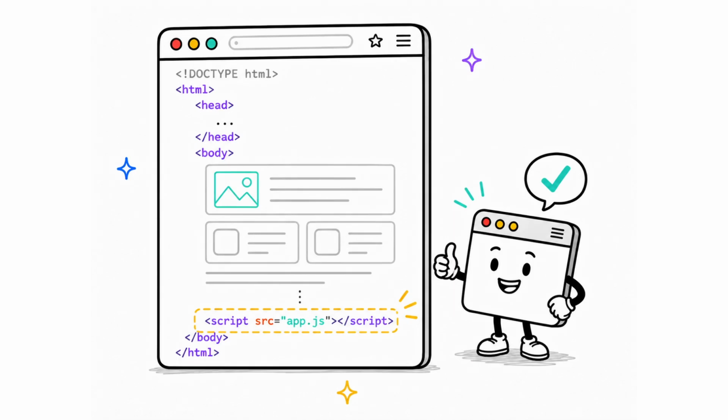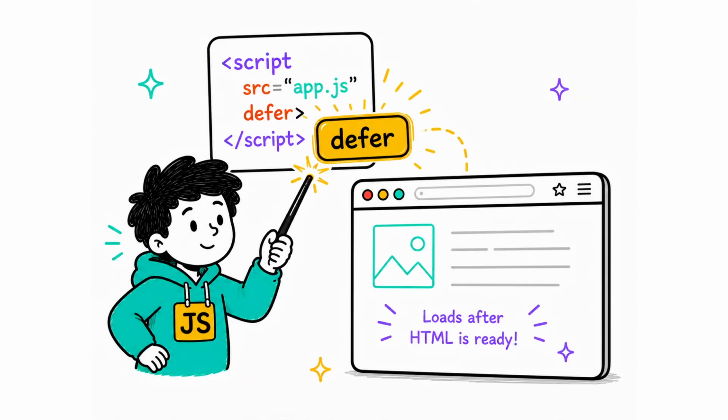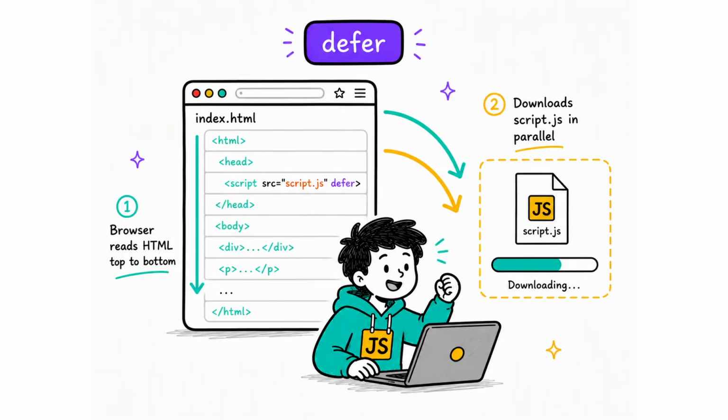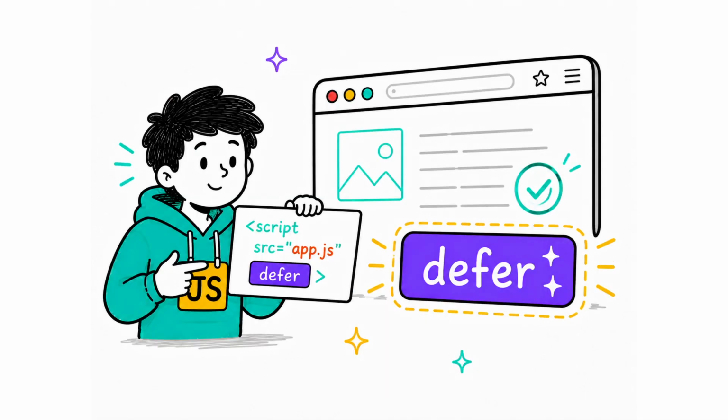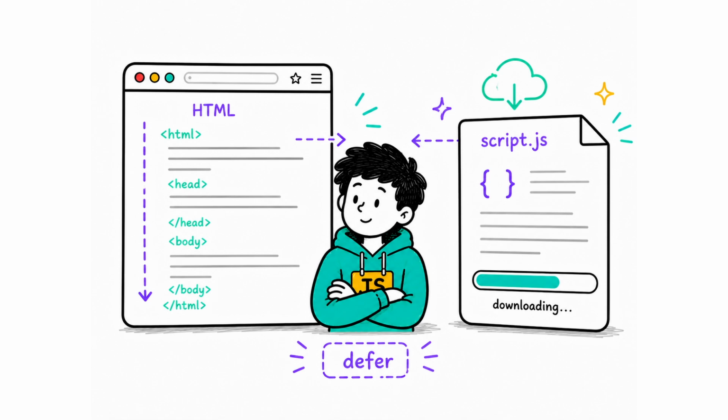A traditional solution is to place the script near the end of the HTML body. By that point, most of the page has already been read. But there is also a useful attribute called defer. It looks like this: <script src="script.js" defer>. With defer, the browser can download the JavaScript file while it continues reading the HTML. It waits until the HTML has been parsed before running the script. This means your JavaScript can access the elements on the page without unnecessarily stopping the browser from reading the document.